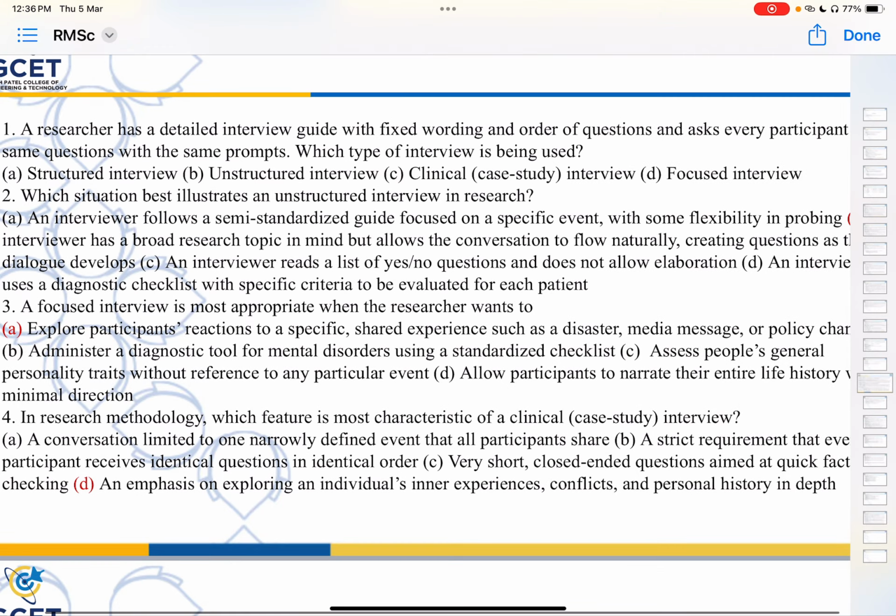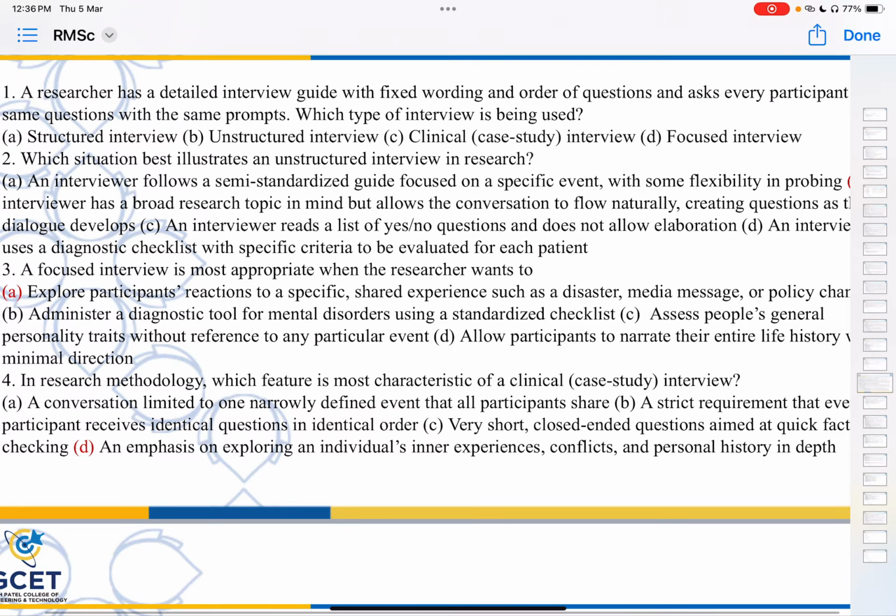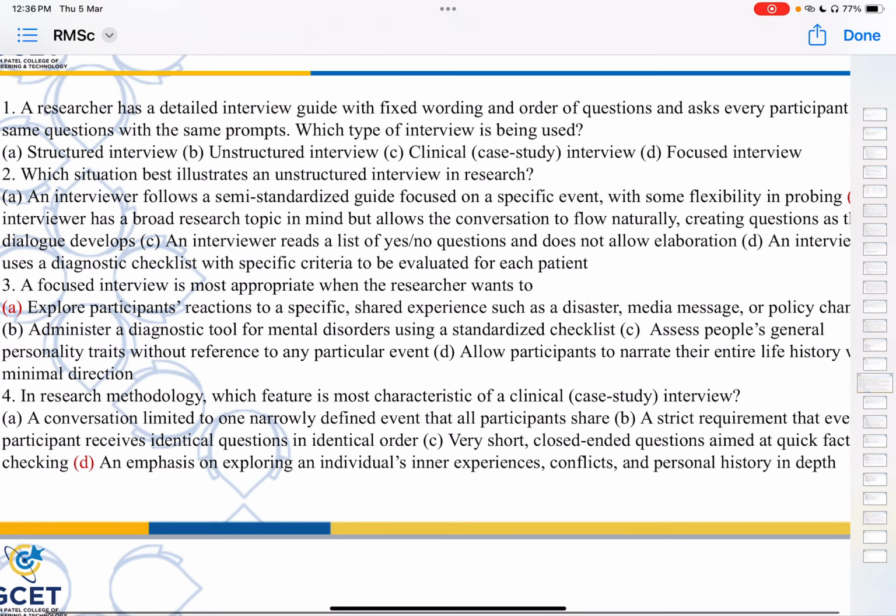So here also there are some simple MCQ questions. You can read them, and reading is the answer.